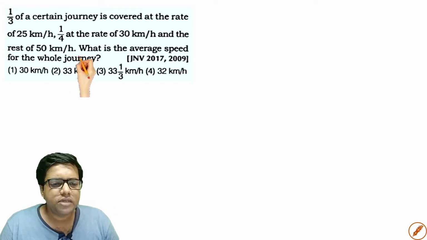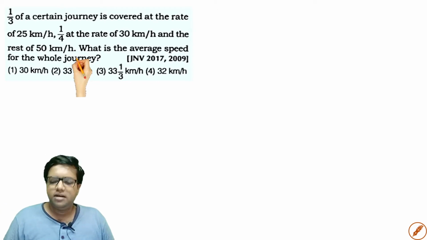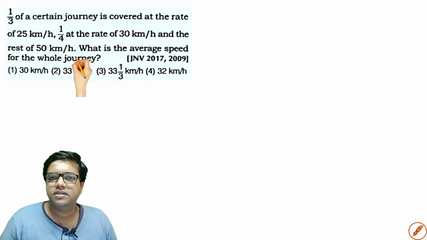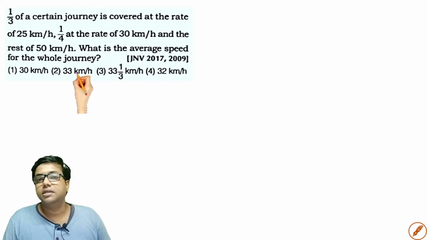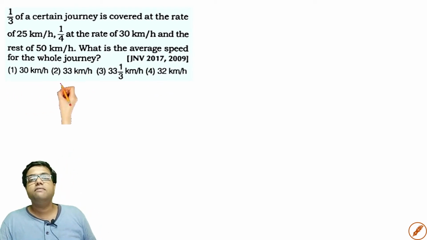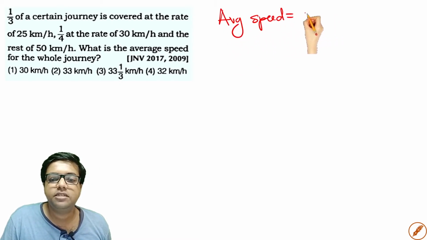Fantastic. So the person is traveling at different speeds over different intervals of distances. That is fine. What is the average speed of the whole journey? So the question is all about finding the average speed. You know average speed. What is the formula for average speed?